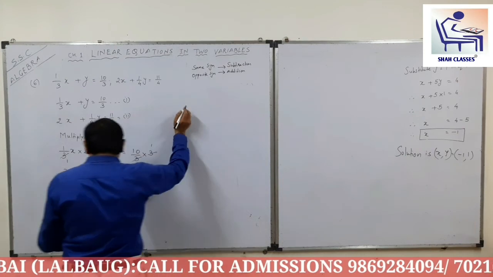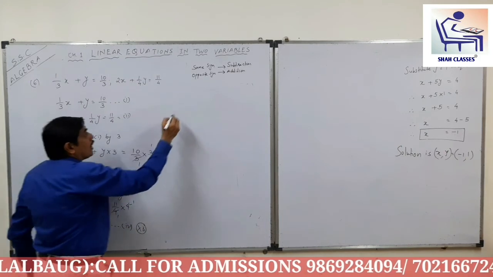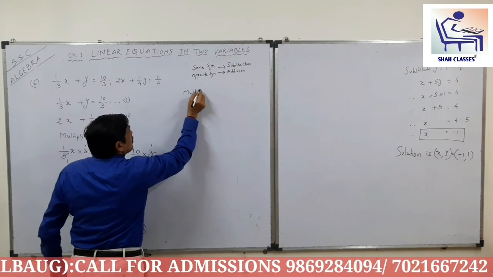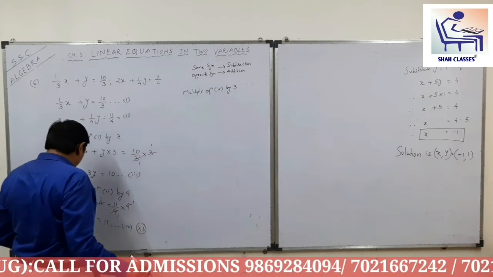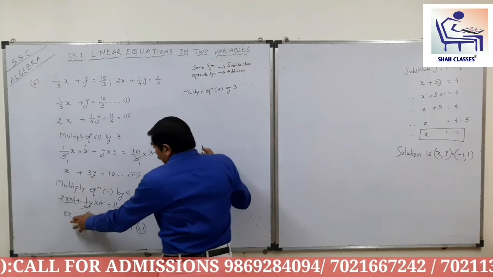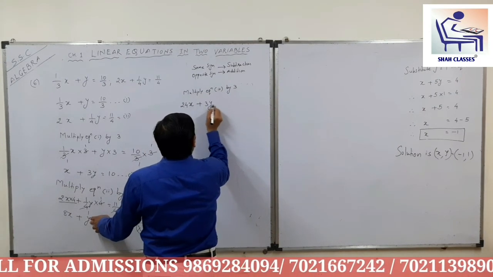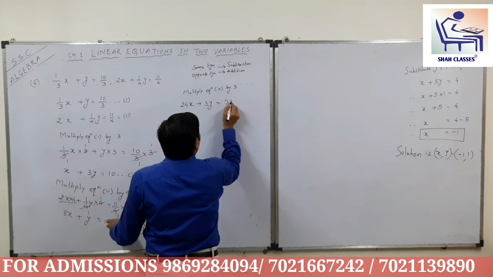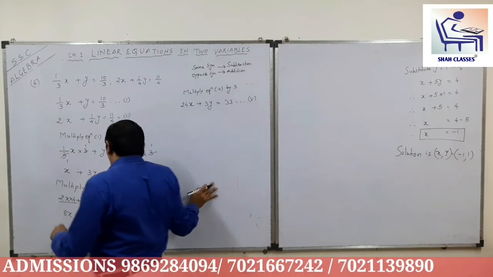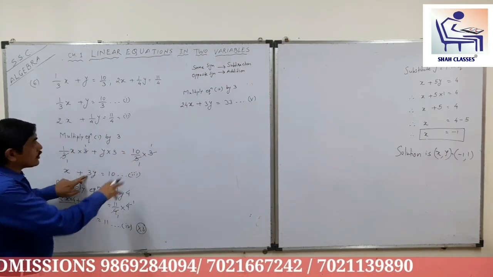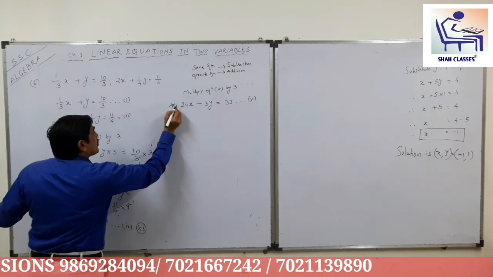We will multiply this equation by 3. So multiply equation 4 by 3. So here 3 into 8x, so 24x. Now 3 into y plus 3y, 3 into 11 is equal to 33. That is your equation number 5. So now after equalizing these coefficients, we have to focus on equation number 3 and equation number 5. So please remember this.